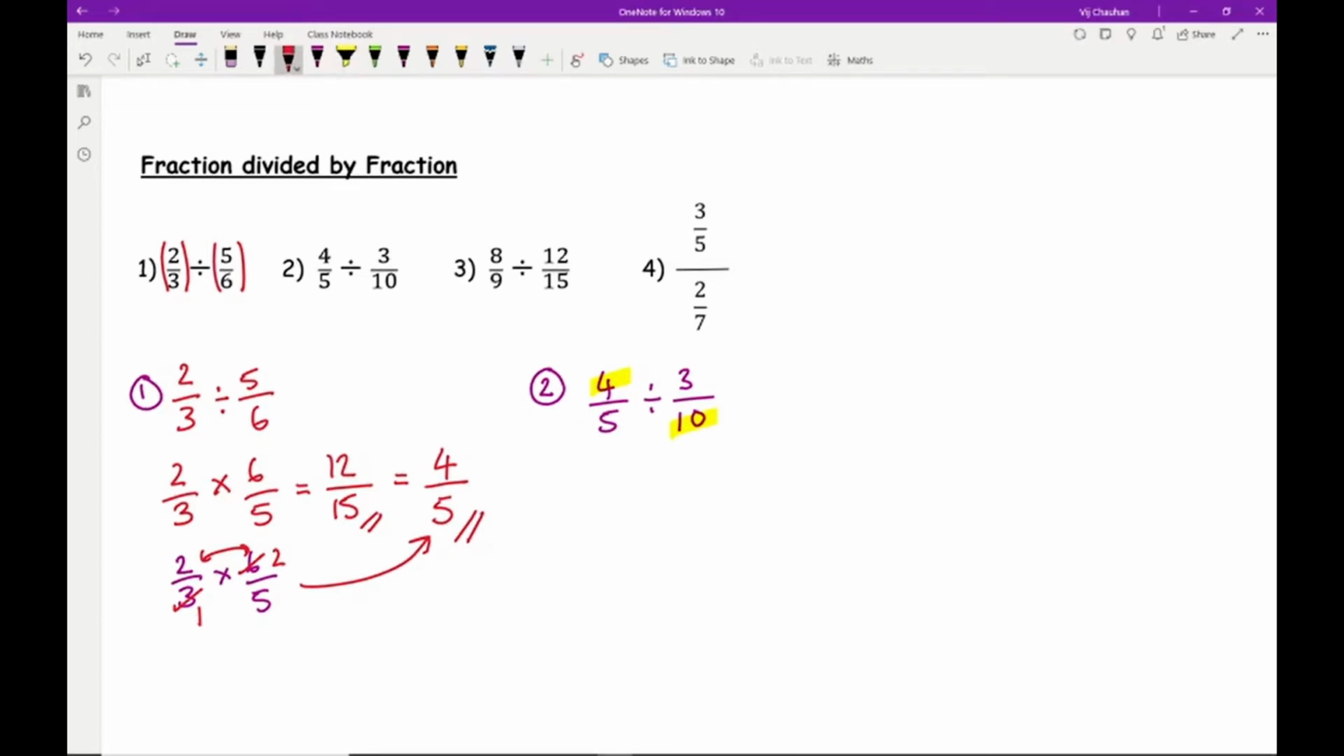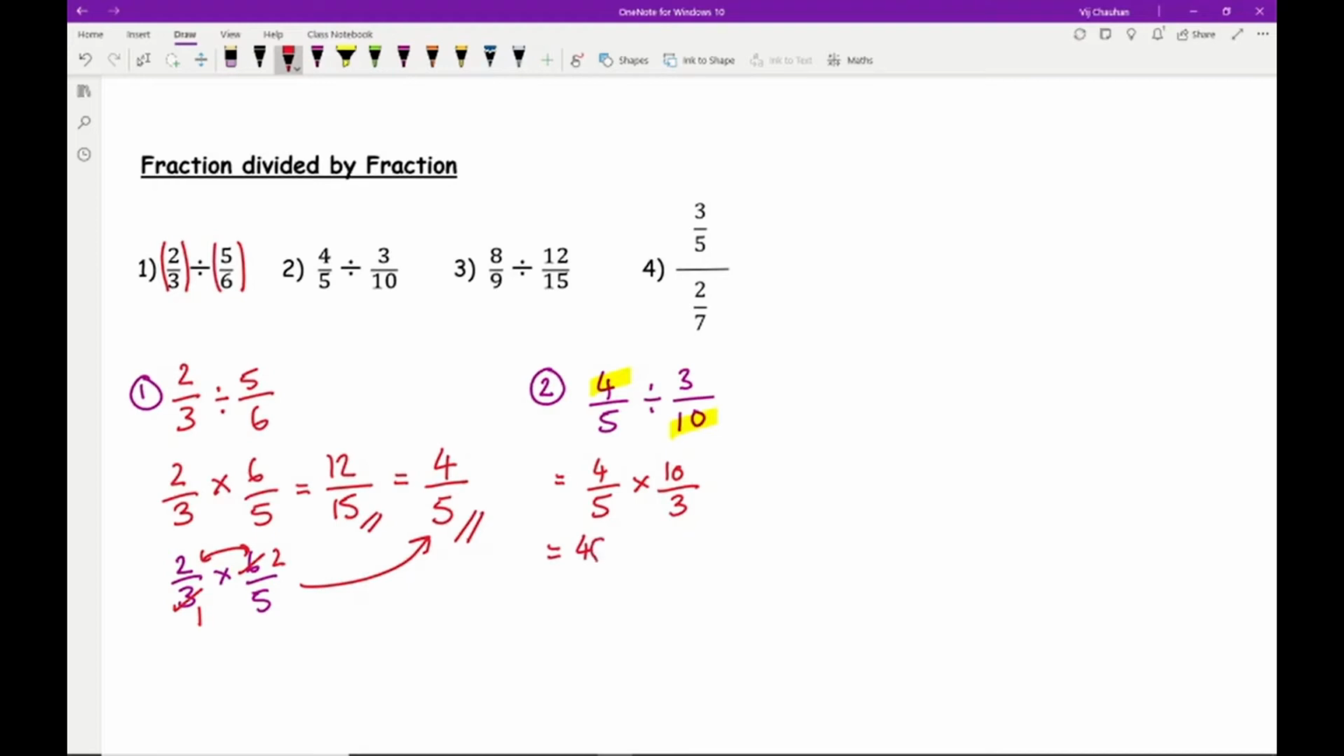So what we now need to do is follow the 3 steps. The first thing I'm going to do is write down the first fraction, and then I flip the second fraction and replace the division symbol with a times. So now if you wanted to, you could simplify, so we cancel out the 10 and the 5, or we could just go straight into multiplying, which is exactly what I'm going to do.